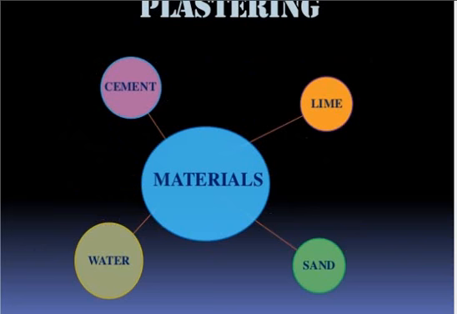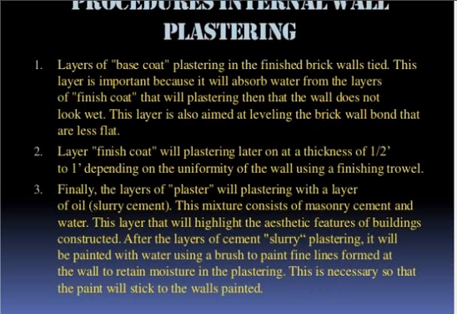In this slide we will talk about plastering materials. We know plastering is made from several materials, as shown here in this slide: cement, lime, sand, and water. Okay, now the procedures for external plastering and internal plastering. We will talk about internal plastering and external plastering as procedures. We see here internal plastering, first.